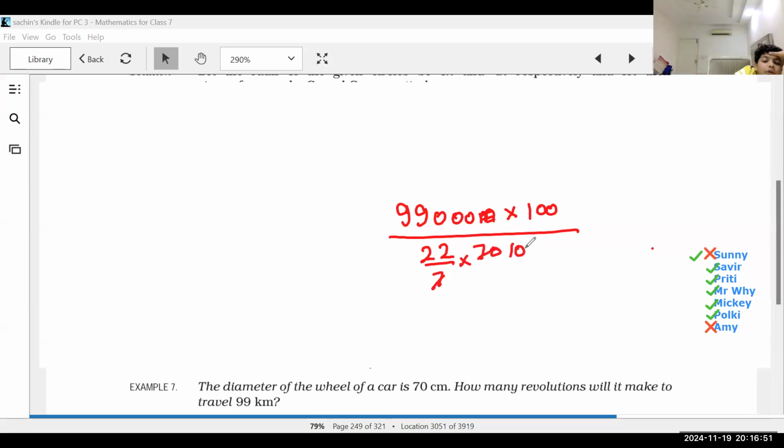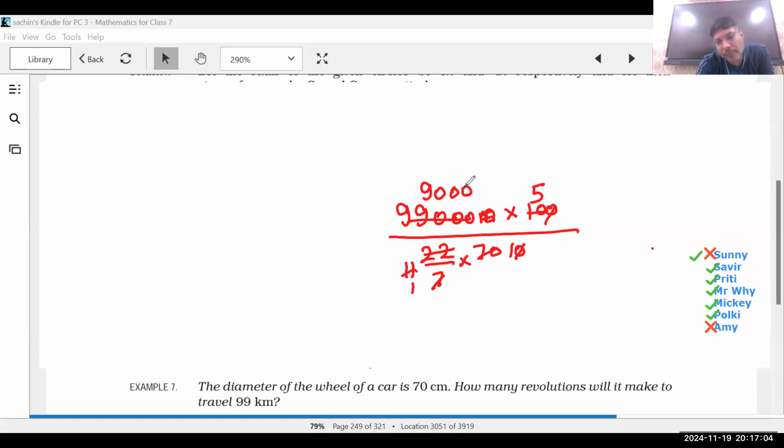Sir, which is 220. Yes, so 10 will cancel and 2 becomes 5, here it becomes 11, this will be 9,000. So what's the answer? 45,000. 45,000. Okay.